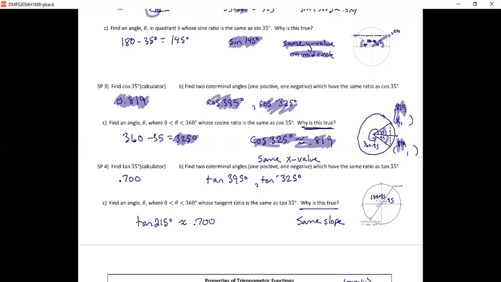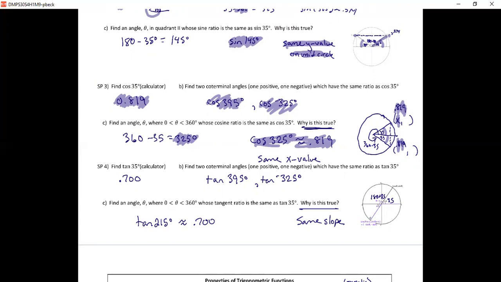So what that means is if I want to know an angle that gives me the same sine or the cosine ratio, what I'll be looking at is what angle off the x-axis is going to give me the same x value or the y value. So y value for the sine, the x value for the cosine.